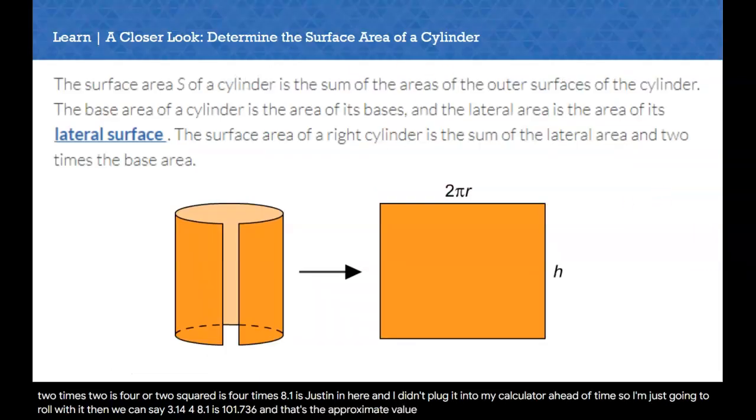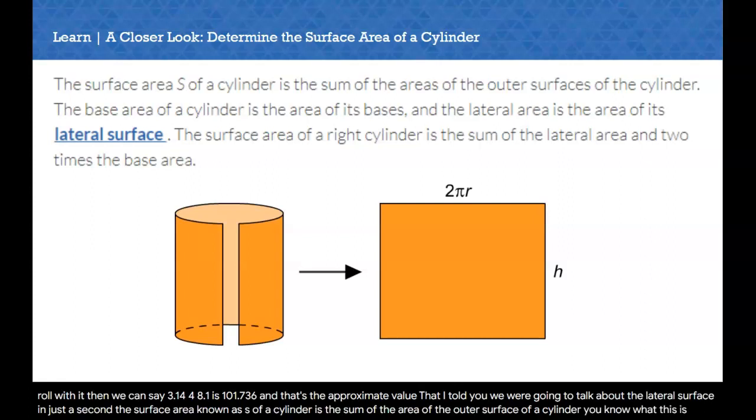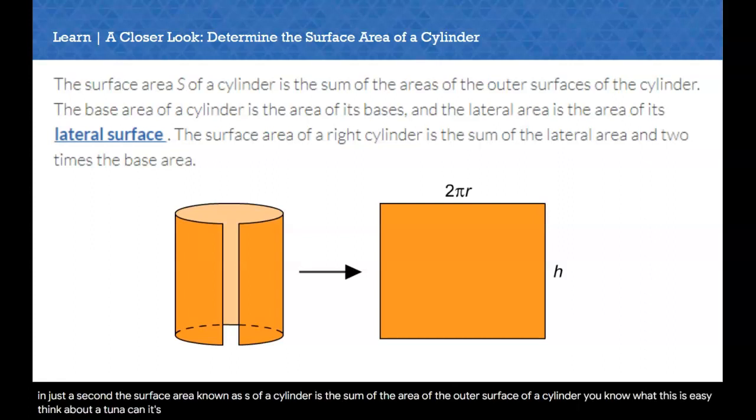Now remember that I told you we were going to talk about the lateral surface in just a second? The surface area known as S of a cylinder is the sum of the area of the outer surface of a cylinder. You know what? This is easy. Think about a tuna can. It's just the thing that wraps around the tuna can. You know that advertisement? That's the lateral surface.